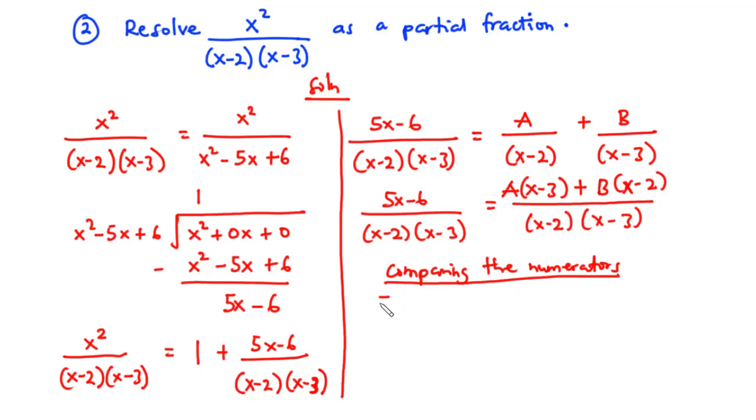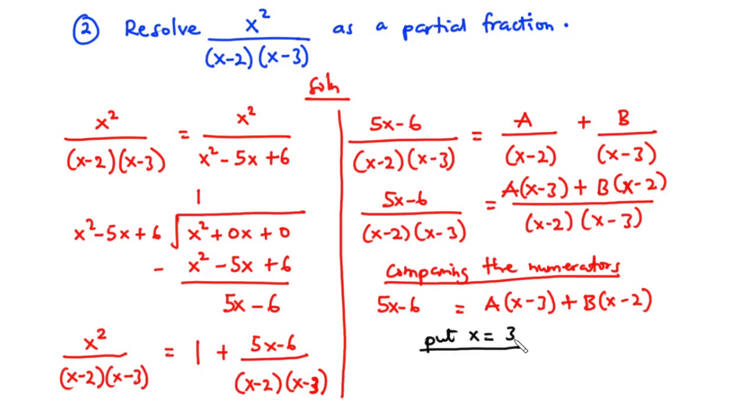So we have 5x minus 6 equal to A times x minus 3 plus B times x minus 2. Next, what we are going to do is find the values of A and then B. So put x equals 3. Now if x is equal to 3, it means that the variable A goes to 0, and then we can find the value of B. Later we are going to put x equal to 2 so that the variable B also goes away. Then we can find the value of A.